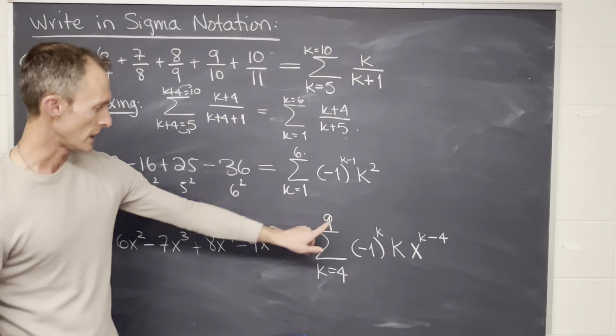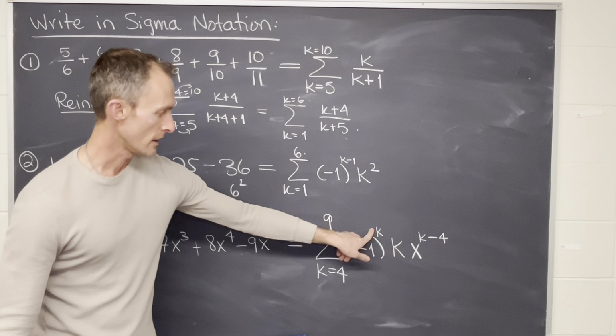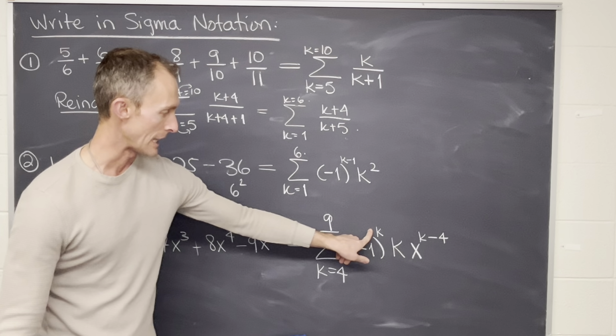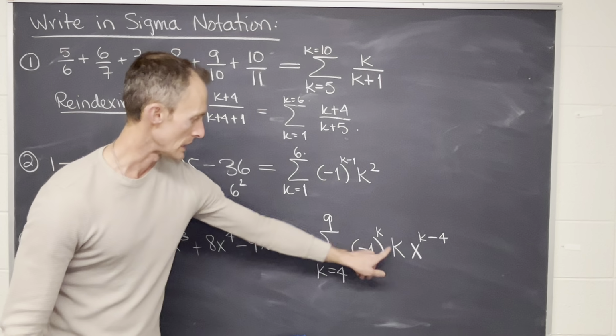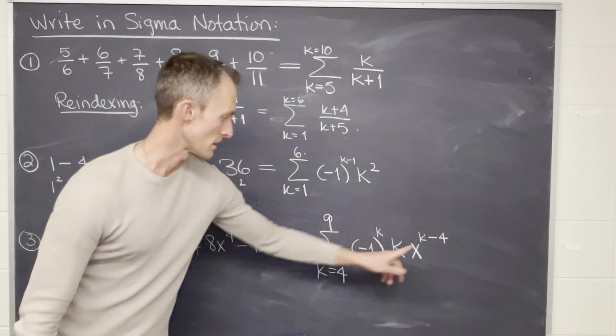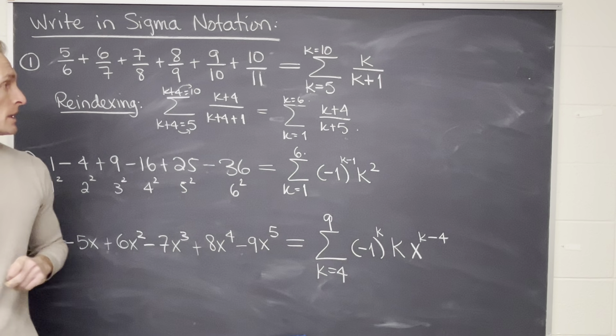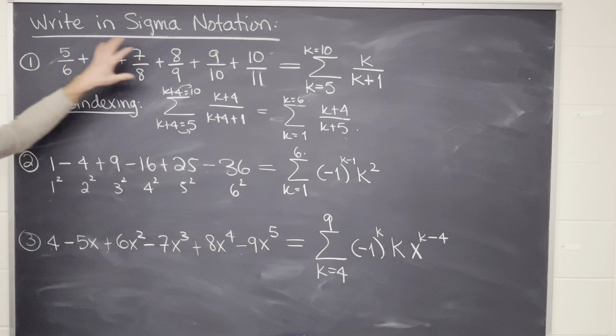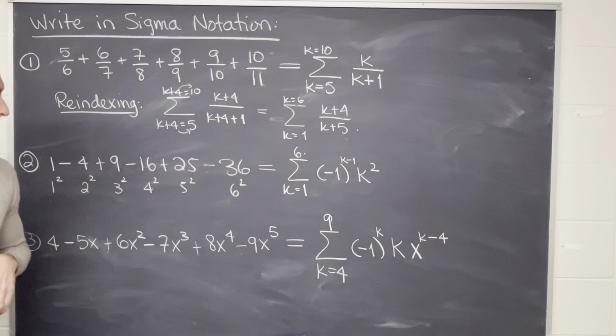Let's check the last term. When k is 9, -1 to the 9, 9 is odd, so -1 to the odd is -1, so that's negative. k is 9, so 9. x to the 9 minus 4 is x to the 5th. Okay? So here are some examples on taking expanded sums and writing them in sigma notation.